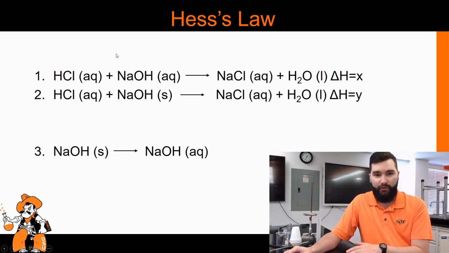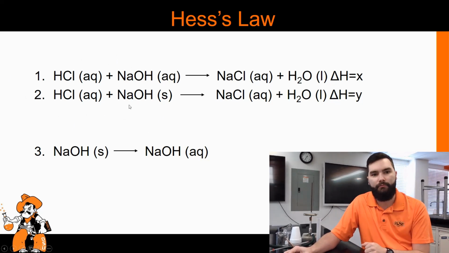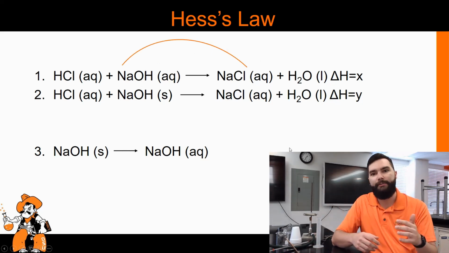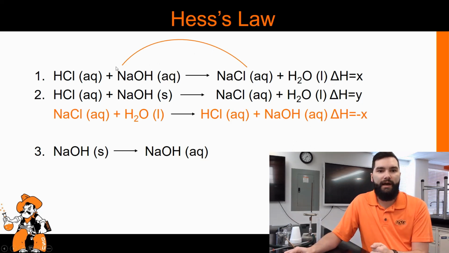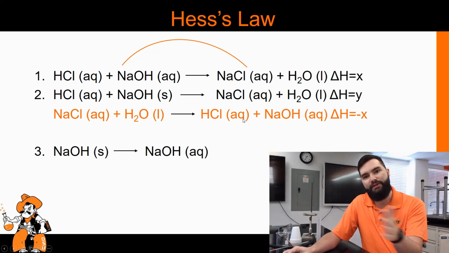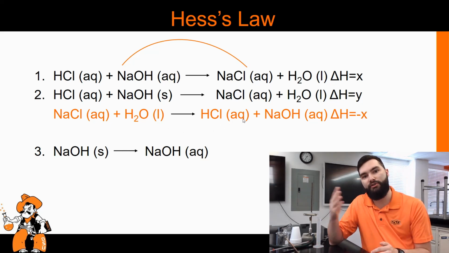So when we look back up at these top equations, we need to keep the solid sodium hydroxide on the reactant side, and we need to move the aqueous sodium hydroxide over to the product side. So we do that just by literally flipping the equation. So now instead of HCl plus NaOH, we have NaCl plus H2O on our reactant side, and the HCl plus NaOH has moved over to the product side.